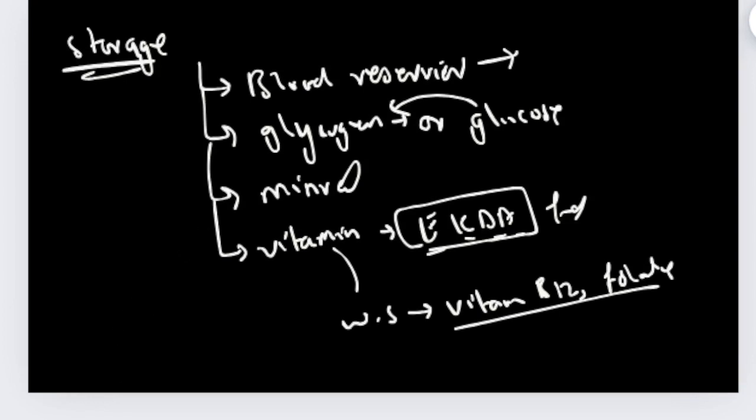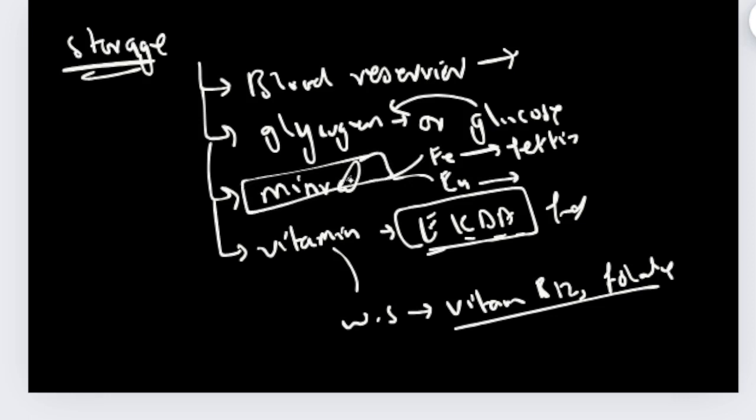In minerals there is the copper store, and the iron store in the form of ferritin, for example. Okay, and when this storage function decreases or becomes ineffective, then Wilson disease occurs. Okay, we don't go into that. So this is all about the function of the liver.